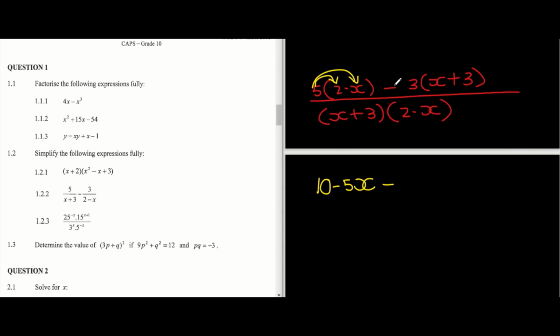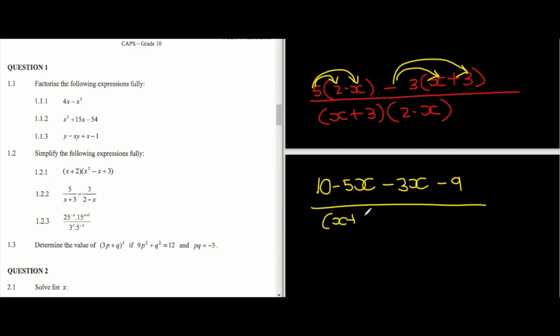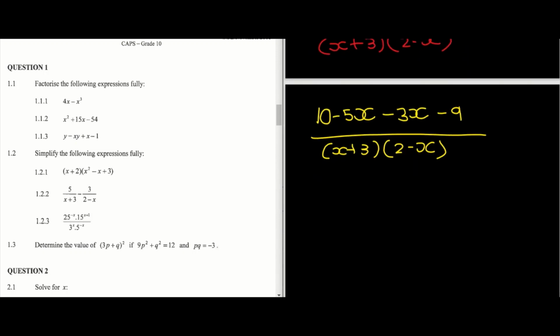Keep in mind this minus affects the terms when you multiply in. So we're going to go minus 3 times x is negative 3x. And then minus 3 times 3 is negative 9. So that is our top then that we've expanded, and the bottom we still have that same x plus 3, 2 minus x.